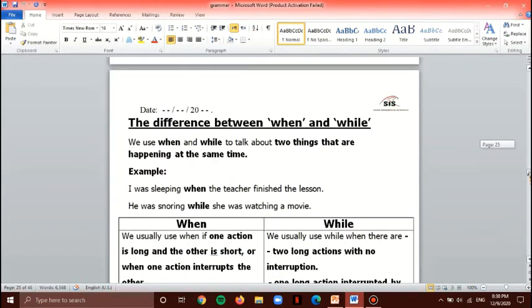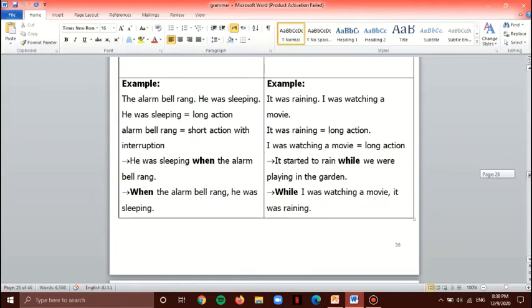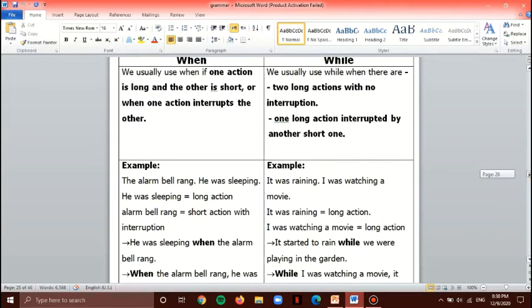Now we said we use when and while when we talk about two actions that were happening at the same time in the past. But when do I use when? I use when if one action is long and the other is short, or when one action interrupts the other. Okay, so I use it when one action interrupts the other. One is a short action and one is a long action.